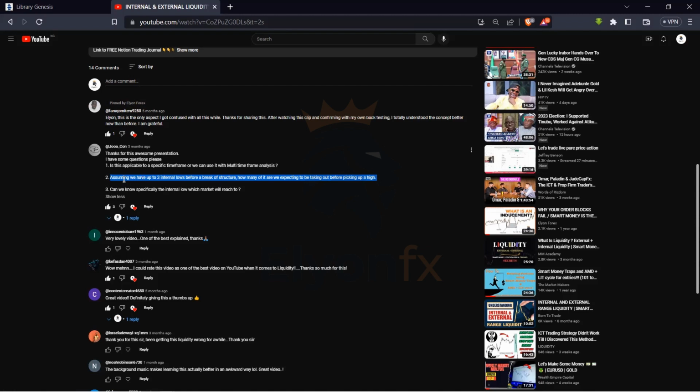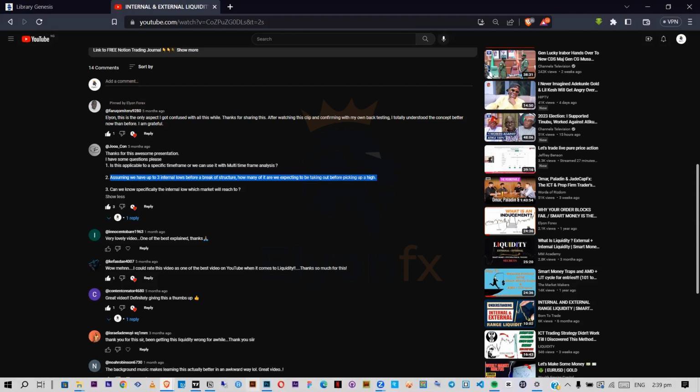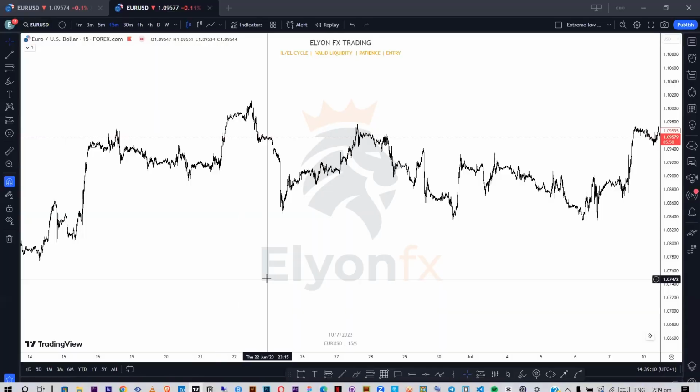So he asked another question. He said, assuming we have up to 3 internal lows before a break of structure, how many of it are we expecting to be taken out before picking up a high? And number 3, he said, can we know specifically the internal low which the market will reach to? So I think question 2 and 3 are the same, and that's what I want to address in this video. So let me just do a quick recap.